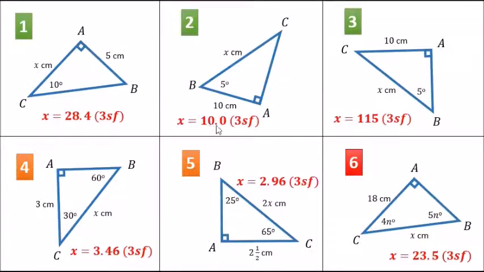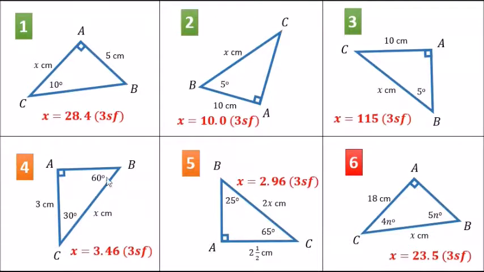Note that it was above 10, but it was such a small difference between the 10 and this that when you round it to three significant figures, you do get 10.0. For question 3, we get x is equal to 115. We have sine 5 is equal to 10 over x, so x is 10 over sine 5.